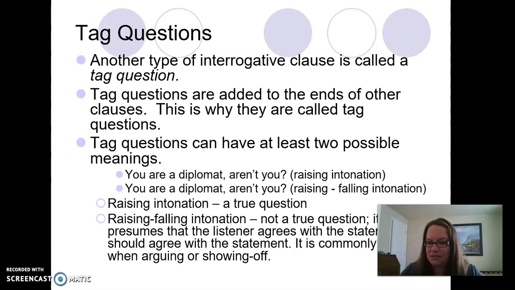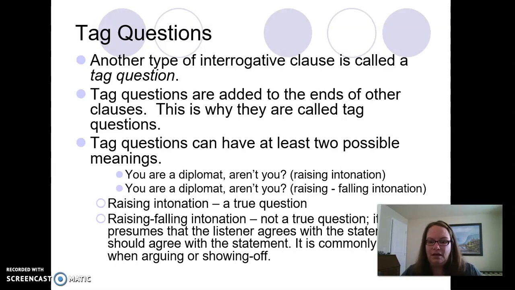These carry a slightly different meaning, okay? The first one is what we call a true question. So when we have the rise at the end, that is what we consider a true question, meaning that I may not know the answer to that question, okay? However, whenever we use a tag question, we actually almost always have an idea of what the answer is going to be based on previous information.